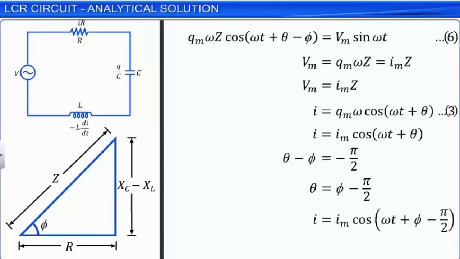To know the maximum value of the current in the LCR circuit, we use the equation for maximum current, Vm is equal to Im Z.